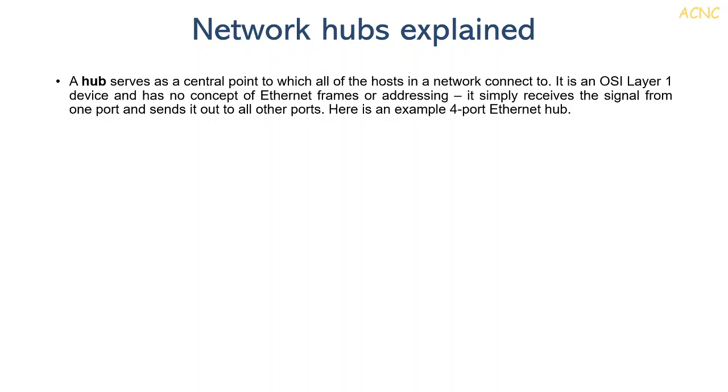That means the hub doesn't have any addressing or Ethernet frames, whereas switches use the MAC address of the host, but hubs do not have this type of feature. It simply receives the signal from one port and sends it out to all other ports. That means it is simply plug and play. It receives a signal from one port and broadcasts it to all the other remaining ports.